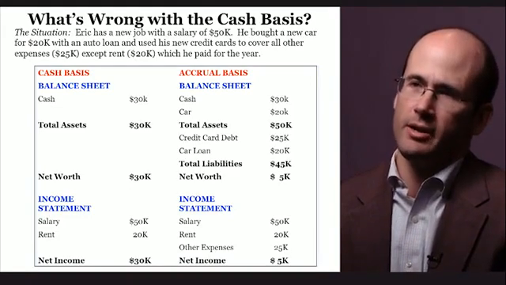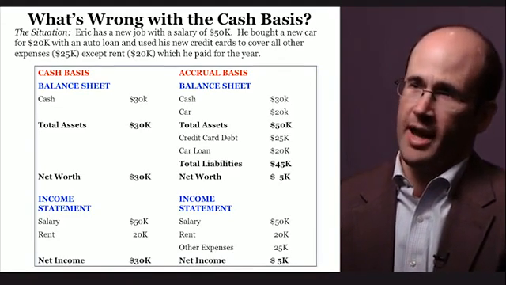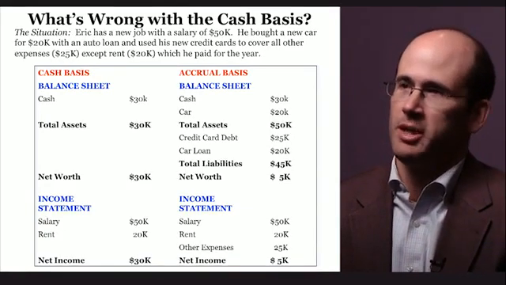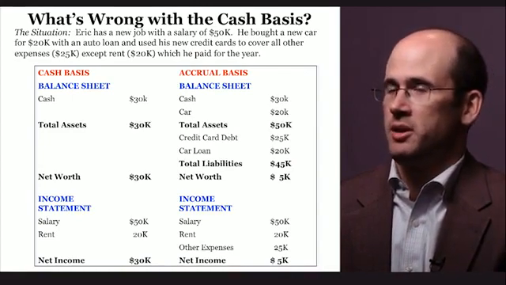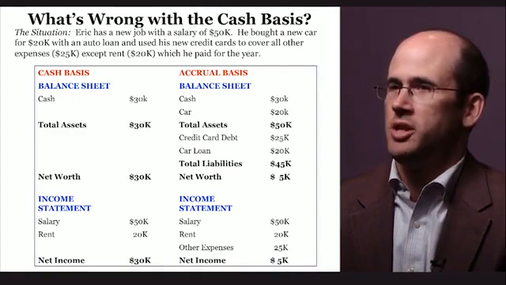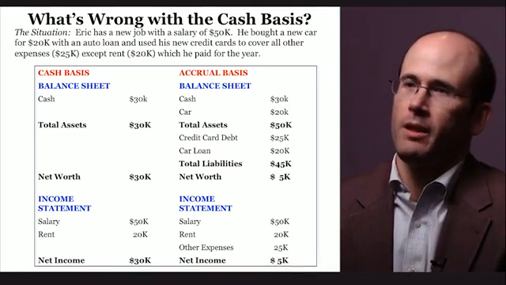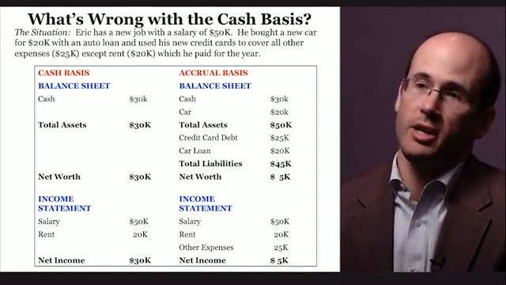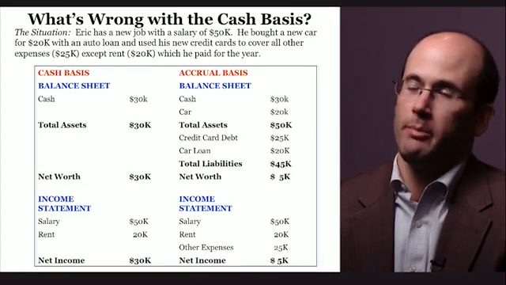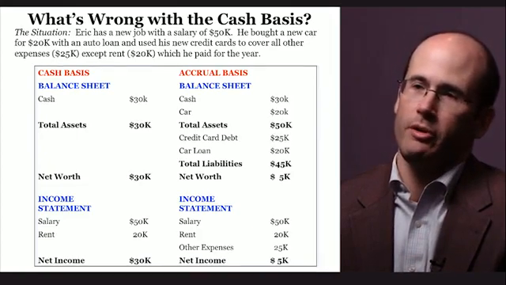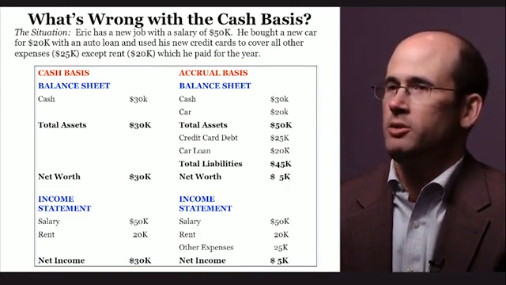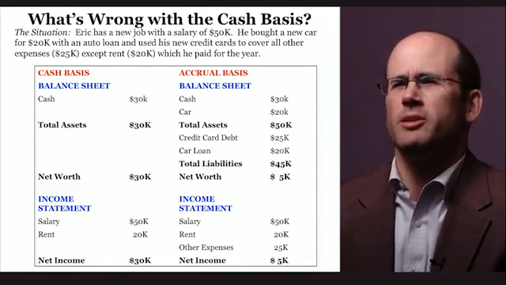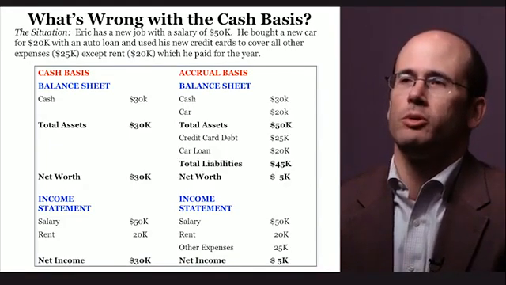So look at the left-hand side. Under the cash basis of accounting, we have cash of $30,000. I brought in $50,000 in revenue in my salary, and I paid $20,000 in expenses for rent. So therefore my balance sheet will show the net cash of $30,000 and no liabilities. Under the cash basis of accounting, I don't have any liabilities. On the income statement, I have my salary for $50,000, my rent that I paid for $20,000, my net income for $30,000, and so that net income will then reconcile to the balance sheet and show my net worth of $30,000.